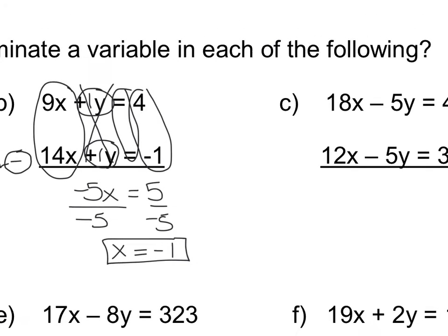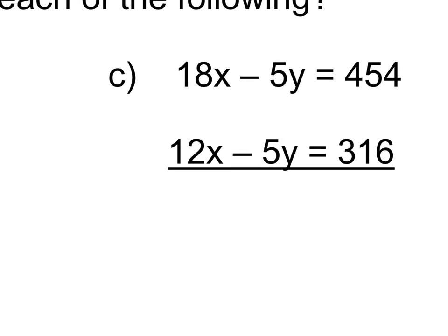So let's continue with another example. I'll put my plus or minus. I don't know which one it's going to be yet, but I can look at my variables, x's and y's, and I can see that my x's are two different numbers, 18 and 12, so that will never cancel out to be a 0, but that my y's are negative 5 and negative 5. So I know that I can cancel them out.